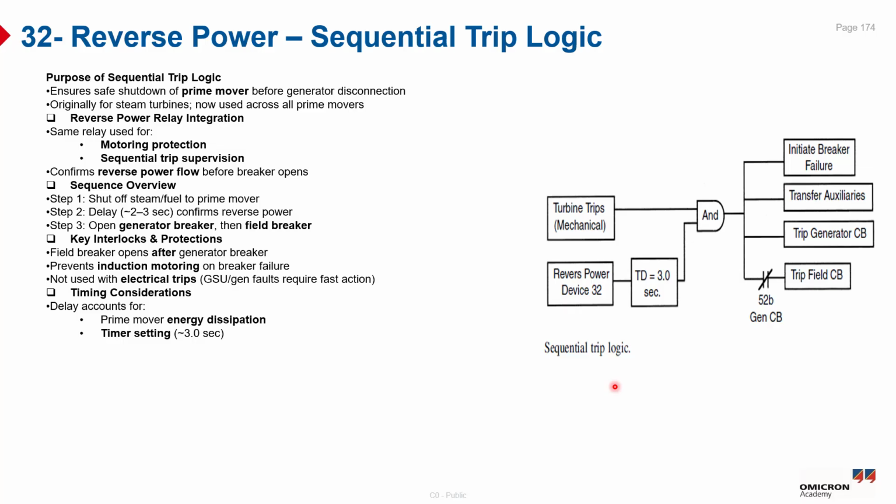And this sequence is very simple, as you can see from here, the sequential trip logic. Cut off the prime mover and wait 2 or up to 3 seconds for reverse power to appear, and then trip the generator breaker. Finally, trip the field breaker to avoid loss of feed. This logic is used for steam, gas, and hydro units, but not for the fast trips like generator or generator step-up faults. Typically a 3-second delay is applied to allow safe energy dissipation and prevent false tripping during transient events.